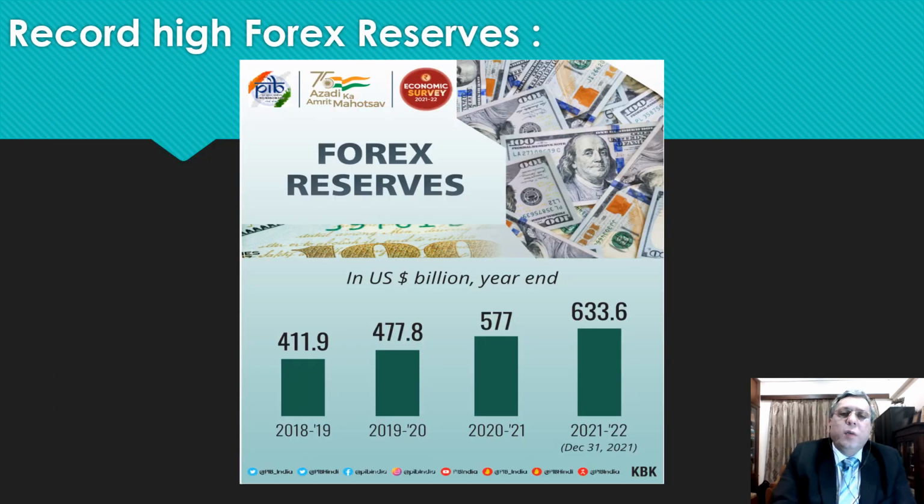Just to give you an idea of how the Forex reserves have gone up, despite COVID, see the kind of accretion to the Forex reserves. The RBI has done a really brilliant job in managing these foreign inflows and not letting the rupee appreciate too much because of these inflows, and building the Forex reserves that India now holds. So much so that we are the fourth largest holder of Forex reserves in the world today, which is a huge thing.